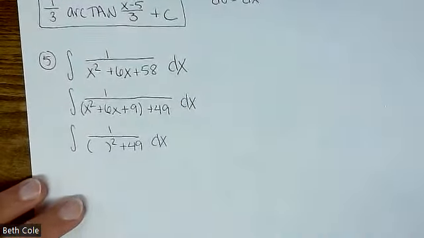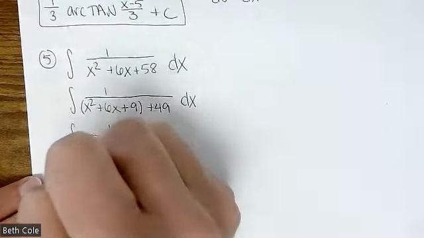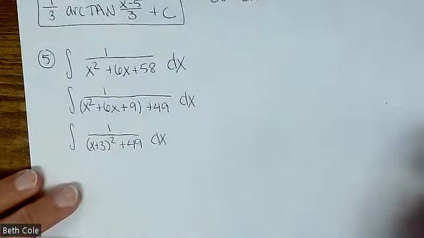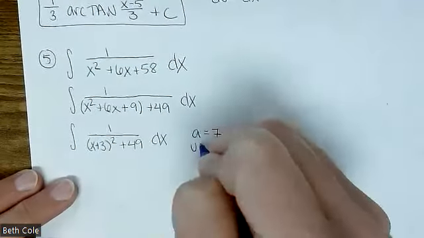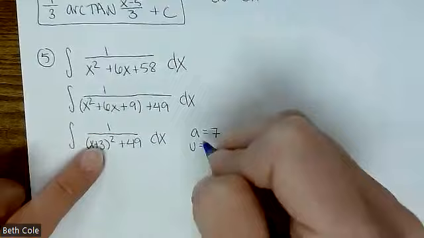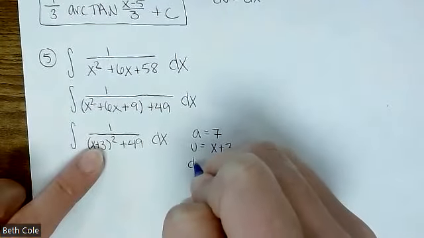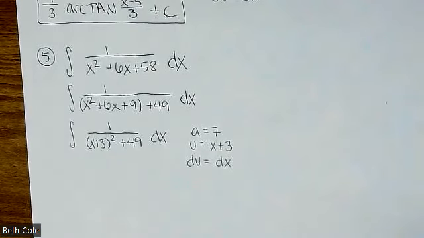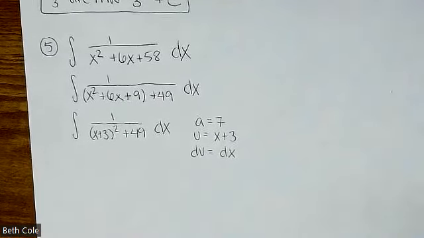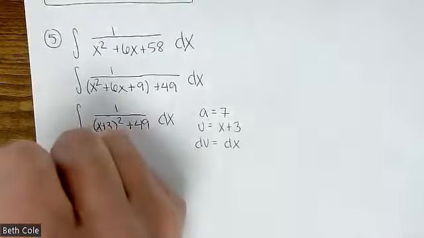What's gonna go in that blank? Good. You guys are, it's coming back to us. We're remembering. So A is 7. U is x plus 3. And the derivative of that is just 1 dx. There's not an adjustment there. And again, typically there isn't. If it's one like this, it's not going to be complicated. So what's our answer? We can just go write the answer.